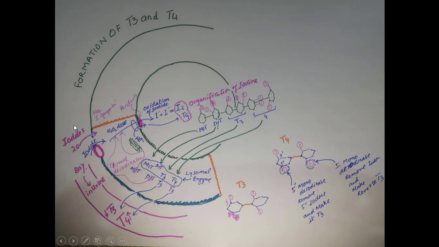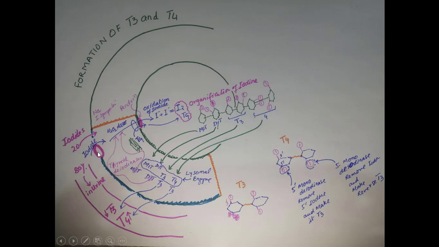Now the iodides which are coming in the capillaries, 20% of these enter into the follicular cells, while 80% move out into the urine. How do these iodides enter? Iodide is an ionic form of the iodine. The 20% enter into the follicular cells through a sodium iodide symporter.